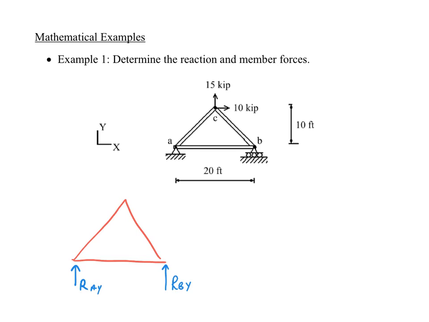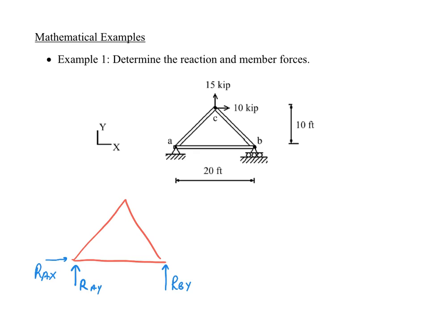At B, we only have a vertical force, because those wheels at B mean it could slide left and right. So there's nothing preventing lateral motion or horizontal motion at B. But at A, we do have a reaction in the X. We're going to call that RAX.